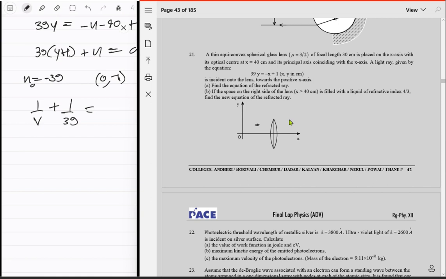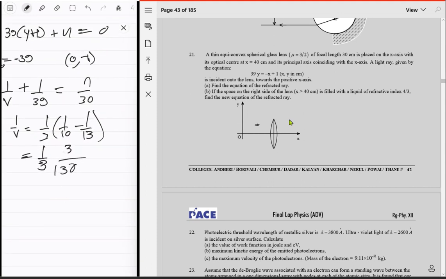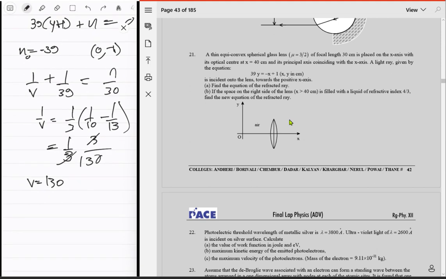Is that correct or not? 1 upon v minus 1 upon u, I believe this is correct, is equal to 1 upon f, which is focal length 30 centimeter. Okay, cool. So 1 upon v is equal to 1 upon 30 minus 1 upon 39, which is like 1 upon 3 common, then 130 below. This is 3, by the way. On top, 3 cancels, just 130. So v equal to 130. Interesting. So the image is 130 to the right of the lens.